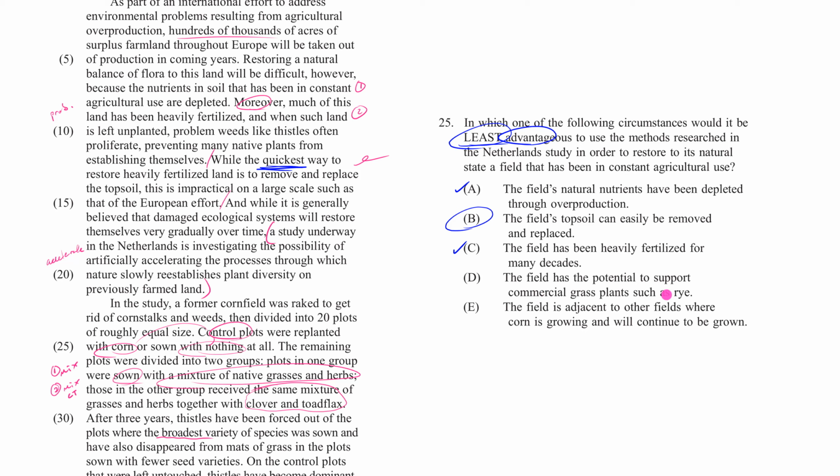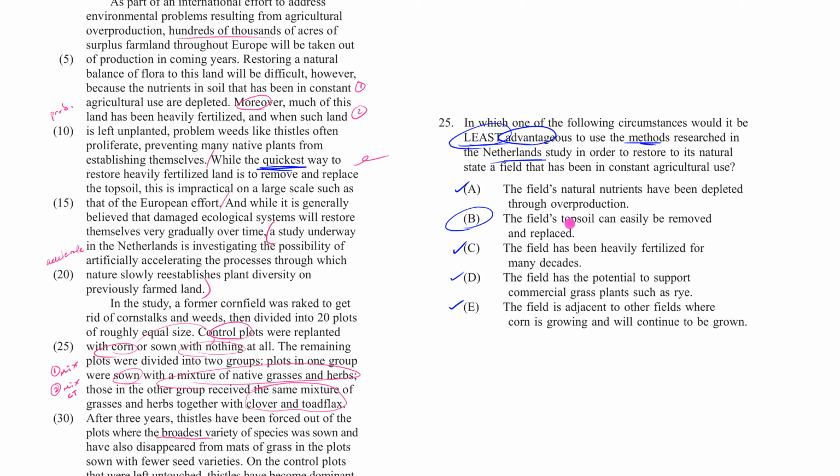Okay, I don't see why the potential of the field for agricultural use would preclude this strategy from working on it. It's, in fact, just kind of irrelevant. E says the field is adjacent to other fields where corn is growing and will continue growing. Again, irrelevant. These answer choices are just like, my dog likes to take a stroll in this field. That does not prevent the methods that the Netherlands study figured out from working on it.